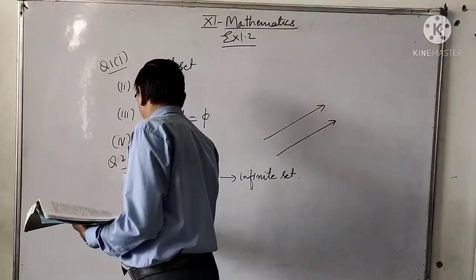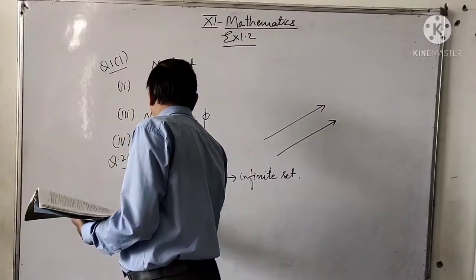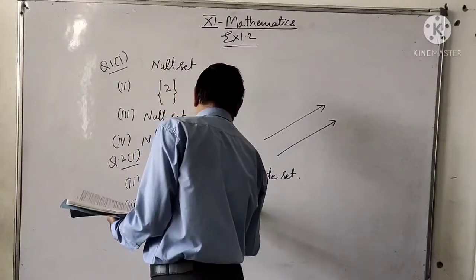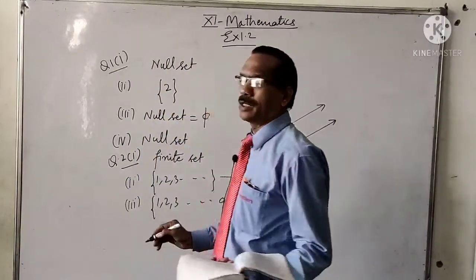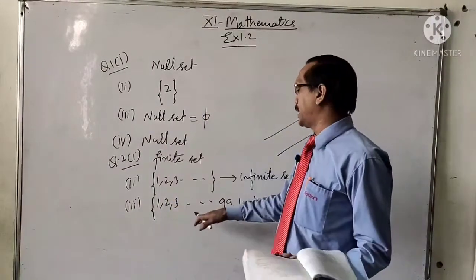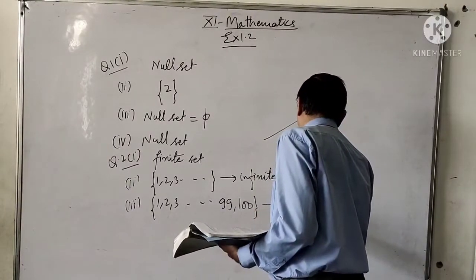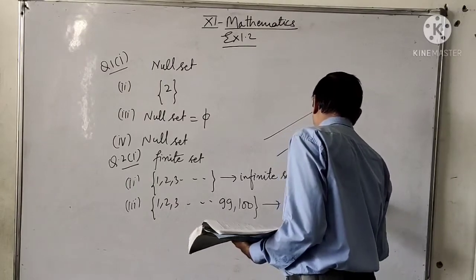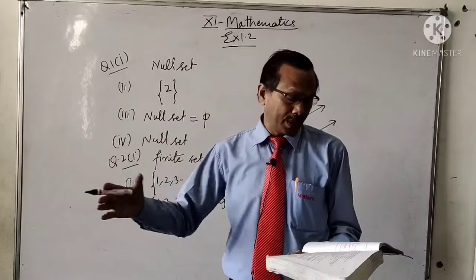Third, there are elements 1, 2, 3 till 99 and 100. So, student, in this set there are 100 elements. So it is a finite set. In a finite set, the number of elements is finite or countable.